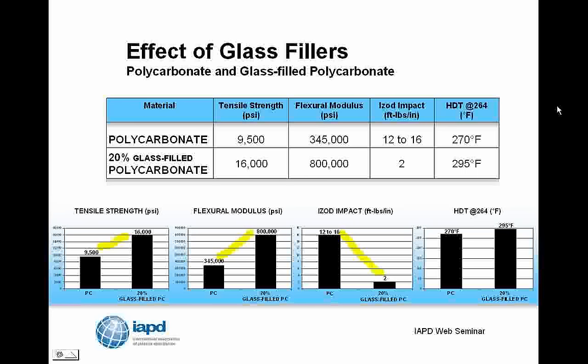It brings that Izod impact in that 2 range. Finally, when I look at heat deflection temperature, I can see that the glass filler bumped the heat deflection temperature up by about 25 degrees. So if I were to characterize this, I'd say the glass filler is going to make the plastic stronger and stiffer. For polycarbonate, at least, it'll make it more brittle, and it'll make it take a little higher temperature before softening. Additionally, I have to point out that the glass filler is going to ruin the optics of the polycarbonate and make it opaque.